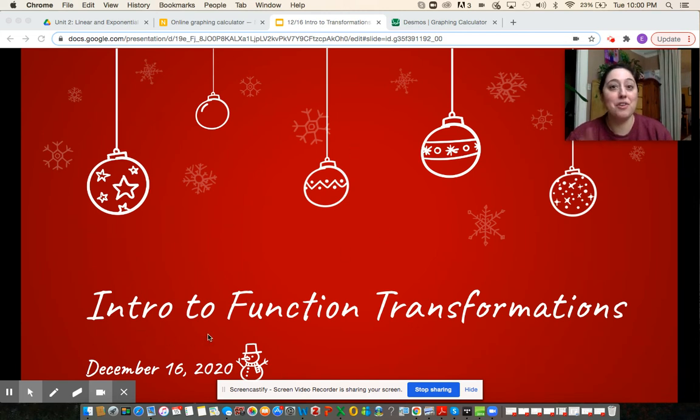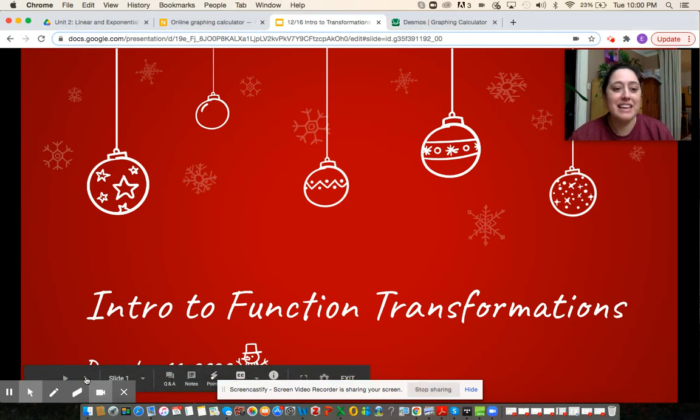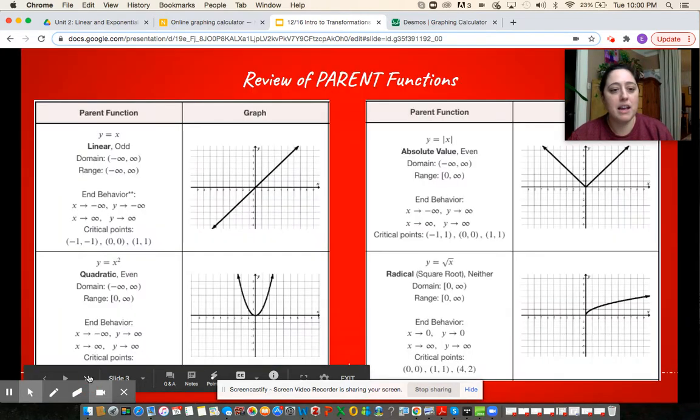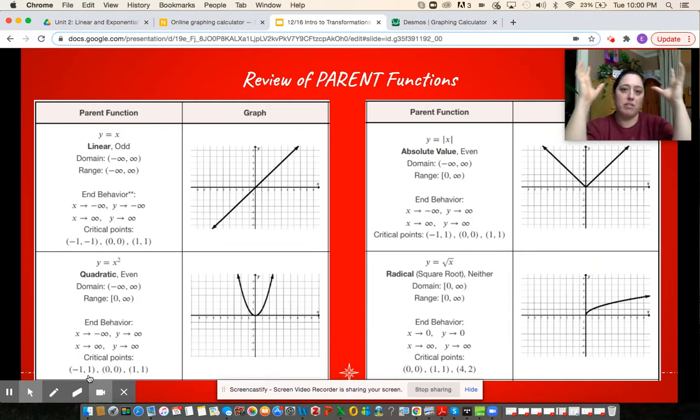We are doing an intro to function transformations, which basically means we're taking a graph and we're moving it. I know a lot of you have seen at least some type of this in eighth grade, and it included when you made things bigger or smaller, when you moved them to the right or to the left. We're going to start with a quick review of parent functions.